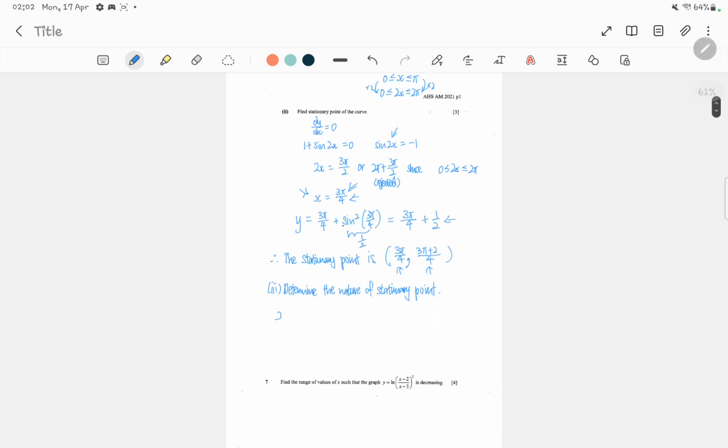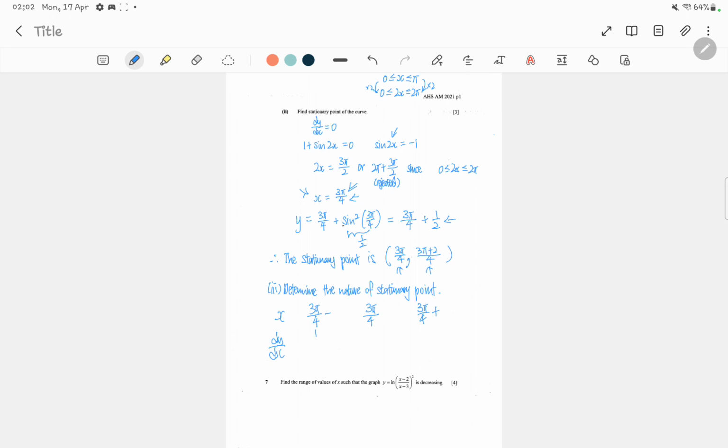We're going to draw a table. We have x and dy/dx. We're going to look a little bit to the left of the x coordinate of the stationary point, 3π/4 minus, then the x coordinate of the stationary point, 3π/4, and then a little bit to the right of the x coordinate of the stationary point, 3π/4 plus.